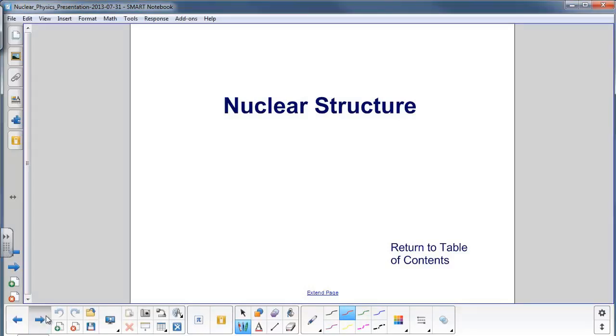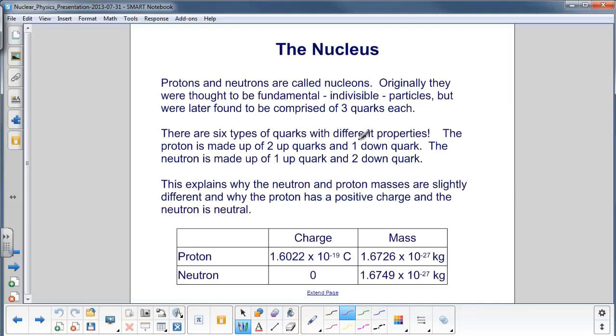Nuclear structure. Protons and neutrons are called nucleons. Right here, nucleons. Originally, they were thought to be fundamental, and by fundamental we mean indivisible. They can't be broken apart, there is nothing smaller. However, later in the 20th century, they were found to be comprised of 3 quarks each.